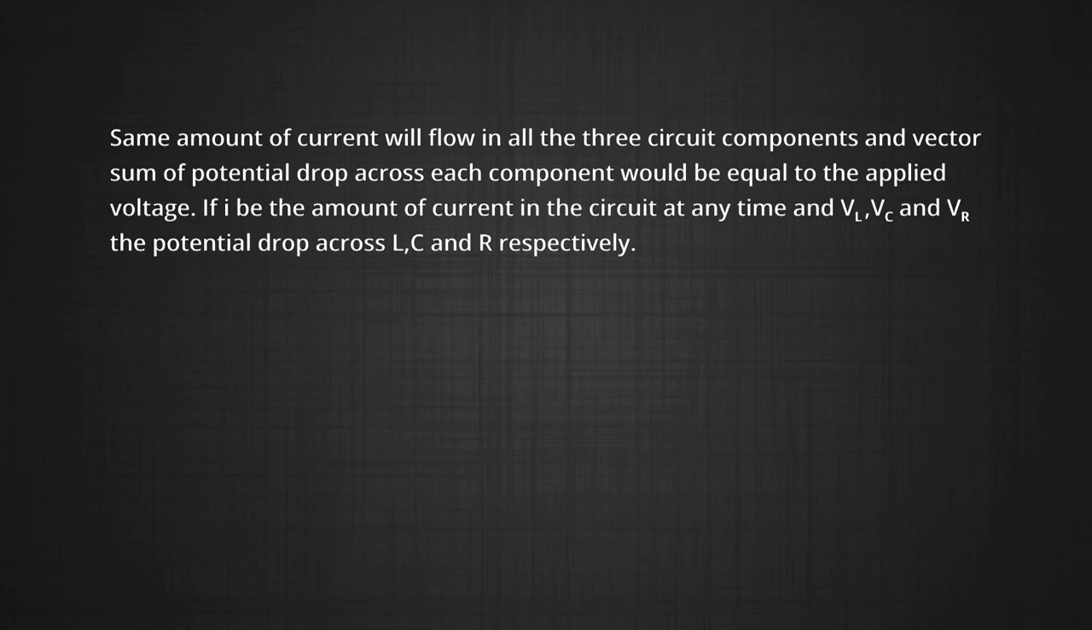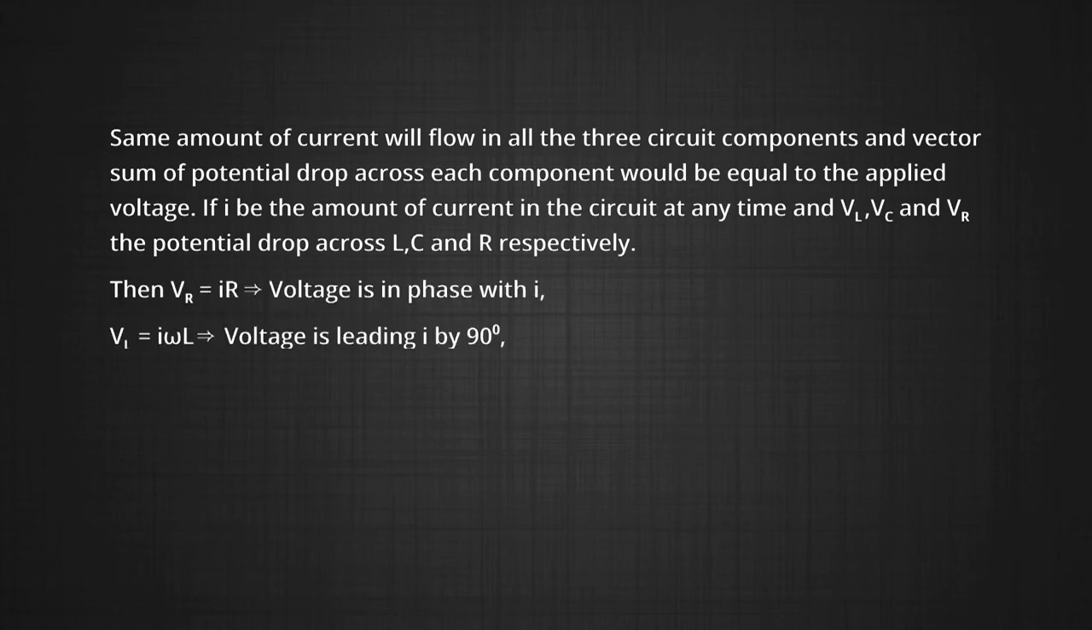If I be the amount of current in the circuit at any time, and VL, VC and VR are the potential drops across L, C and R respectively, then VR is equal to IR, which is voltage in phase with I. Then VL is equal to I omega L, that is voltage is leading I by 90 degrees. Here VC is equal to I divided by omega C, that is voltage is lagging behind I by 90 degrees.